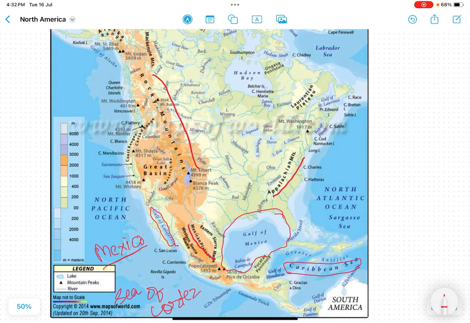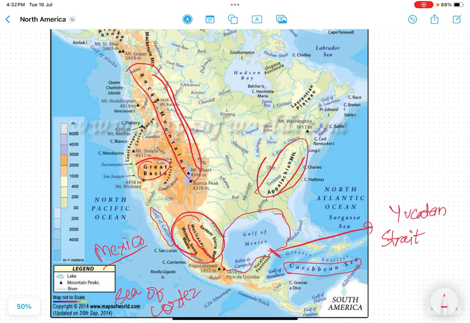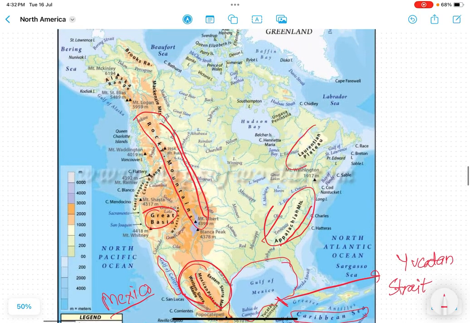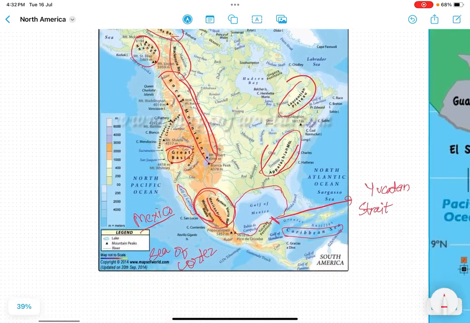The Caribbean Sea and the Gulf of Mexico are connected by which state? This state is called Yucatan State. We'll study about it later on. Then we have the Mexican Plateau right here. We have the Great Basin, the Rocky Mountains, and the Appalachian Mountains. The Laurentian Plateau is right here. The Mackenzie Mountains, and this is the Brooks Range, and this is the Alaskan Range. We know about it. So this is the basic map of North America.